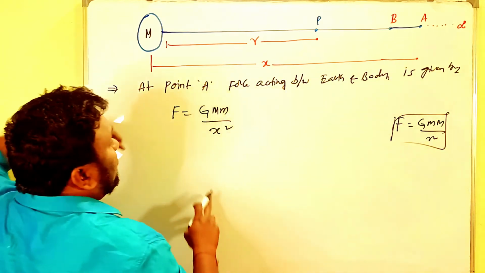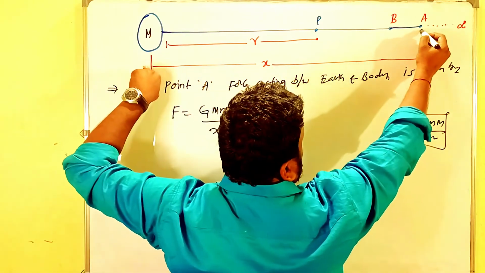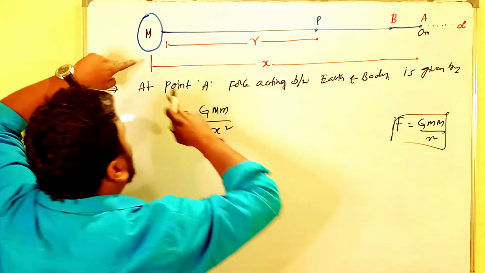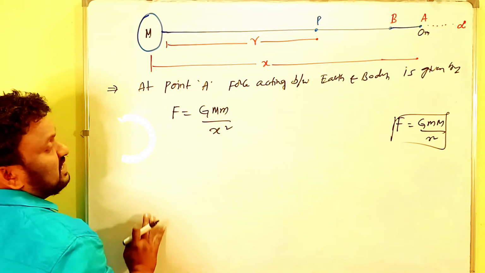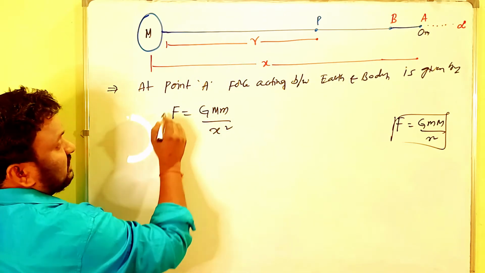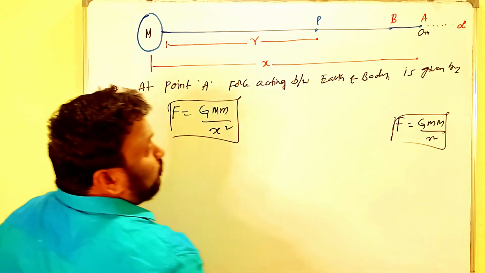But according to that, what distance is taken here? This is the body of mass m, and it is at a distance of x. Then we write F is equal to GMm by x square. This is the amount of gravitational force between the two bodies at the point A.